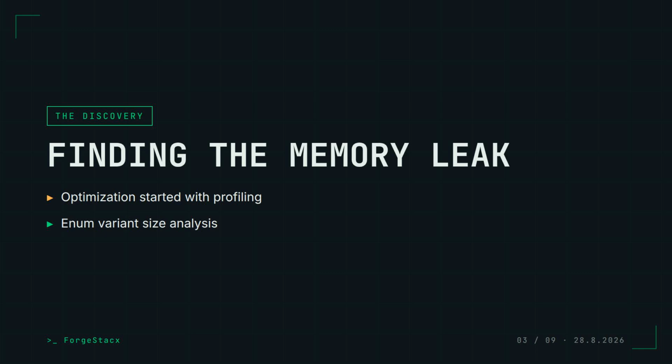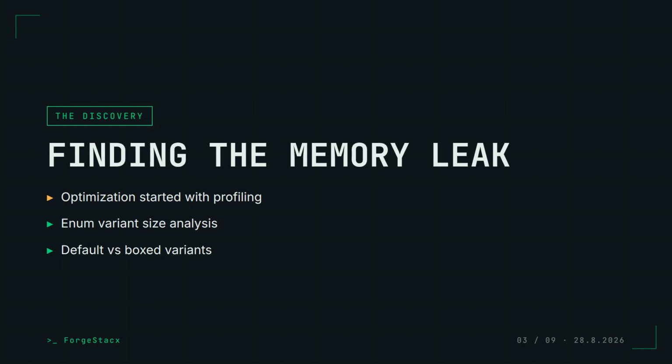The team analyzed the distribution of cache entries. They found that most entries were small. Only a small fraction were large. This meant the default enum size was wasting memory for the majority of cases. They calculated the total waste based on the number of queries. The numbers were staggering. They were wasting terabytes of memory on unused space.